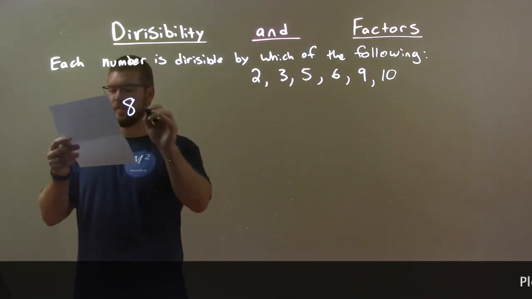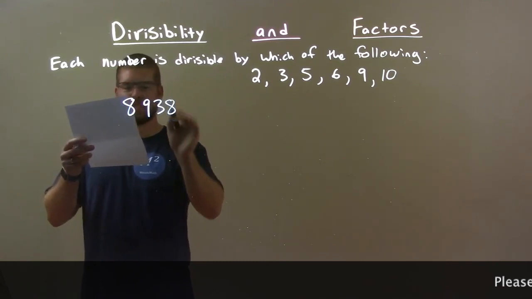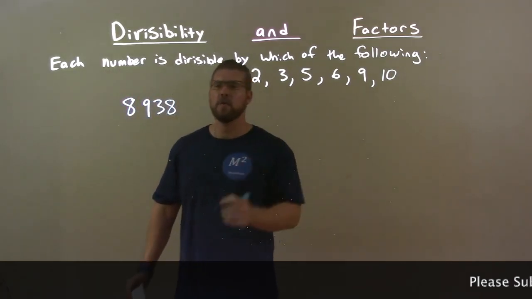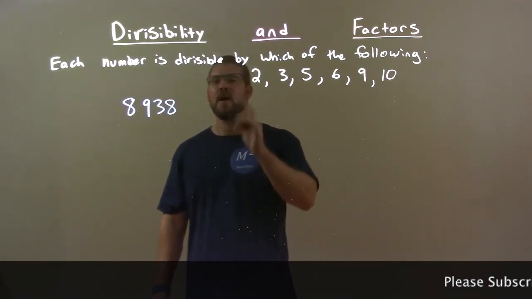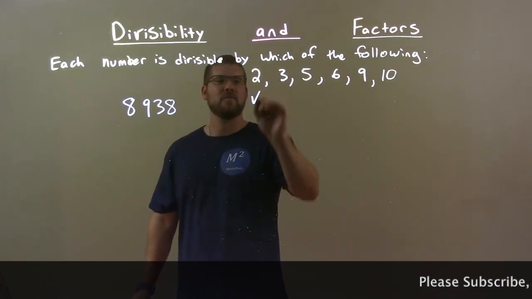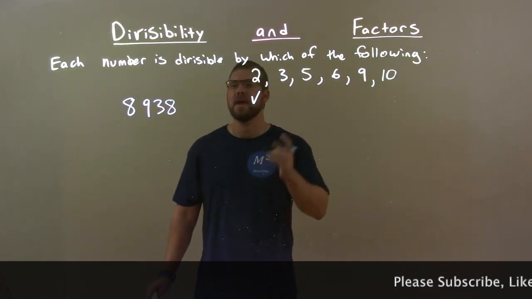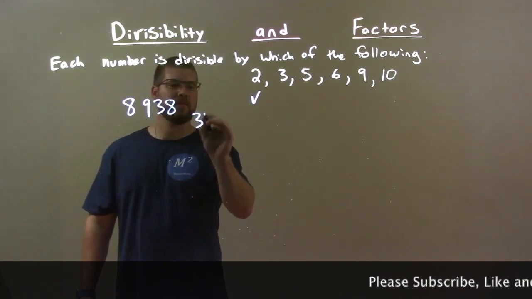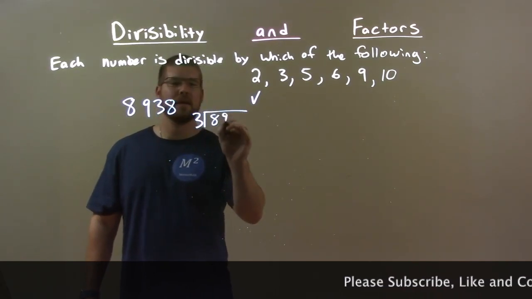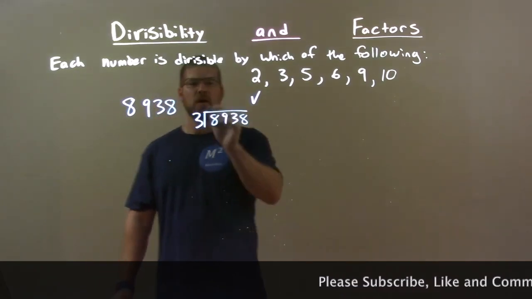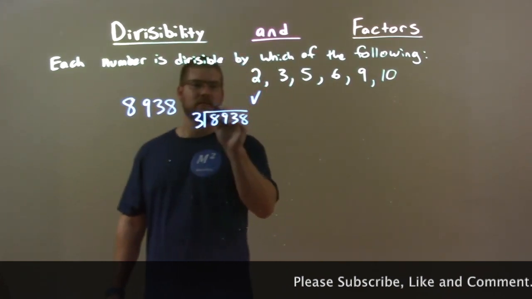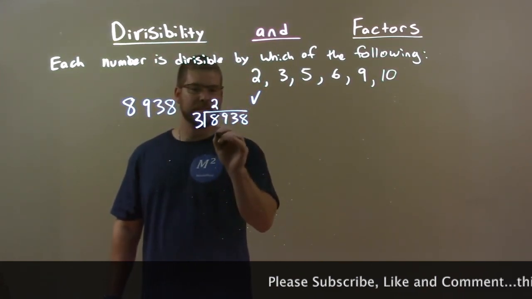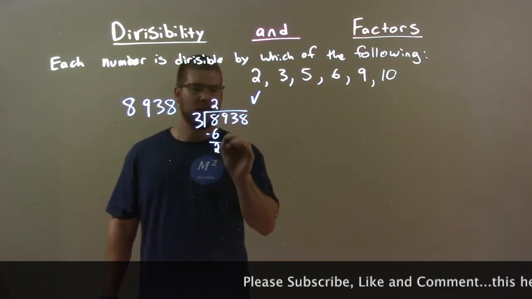It's 8,938. All right? First thing, 2 goes into it because this number is even. So 2 works. Okay? Now let's try 3 with long division. So 3 goes into 8, 9, 3, 8. 3 goes into 8. Well, that's 2 times. 2 times 3 is 6. Subtract, we get a 2.